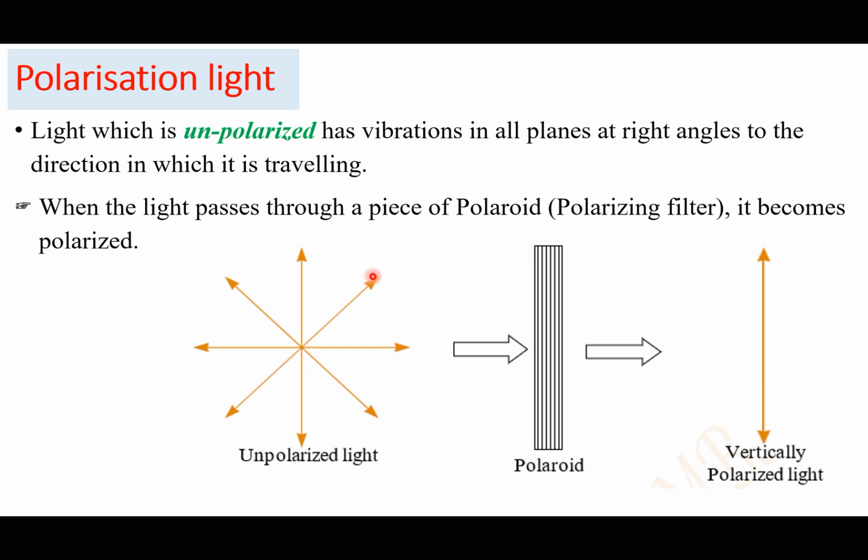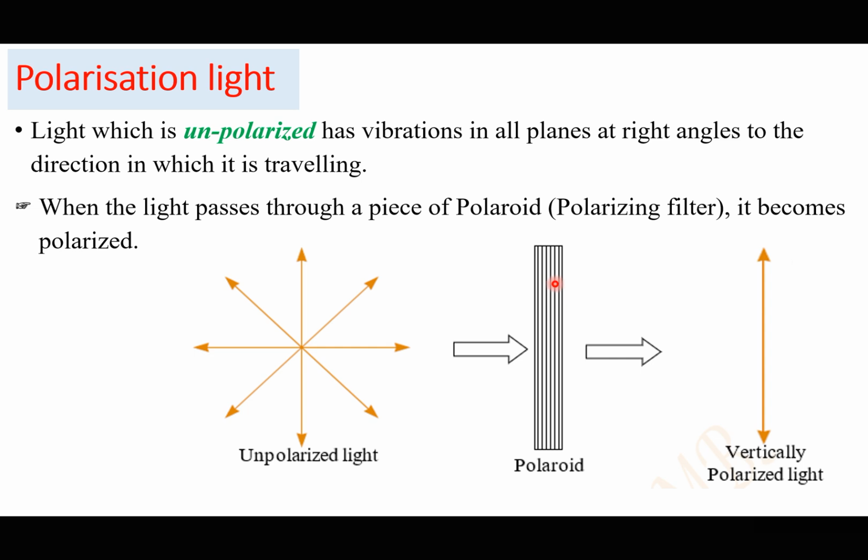So the electric and magnetic fields vibrate in several numerous planes as shown by this diagram here. So we can represent unpolarized light by vibrations in several other planes. And then the unpolarized light can be directed into a polaroid or a polarizing filter. Depending on the orientation of the polarizing filter, only vibrations in a specific plane can be allowed to go through.